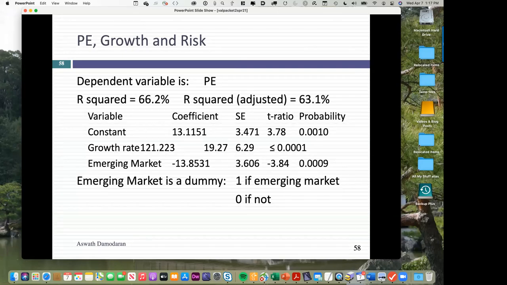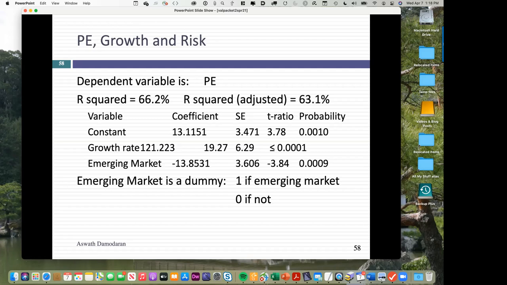But to me, what jumped out from this regression was the coefficient on the emerging market dummy variable. Remember how Jake described it, right? Zero for developed market, one for emerging market. What does this minus 13.85 tell me? If you have two telecom companies, one developed market, one emerging market with the same growth rate, the emerging market telecom company is going to have a PE ratio roughly 13.85 lower than the developed market telecom company. It's how much the market is punishing emerging market companies.